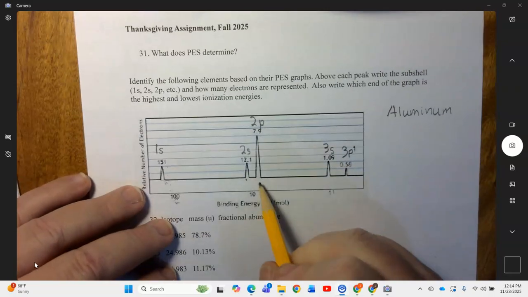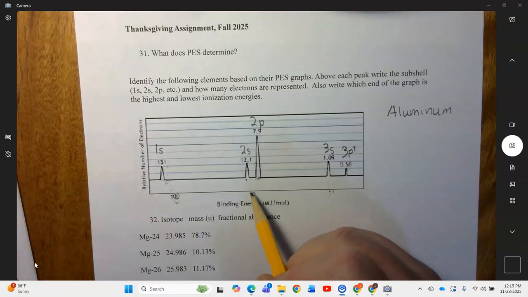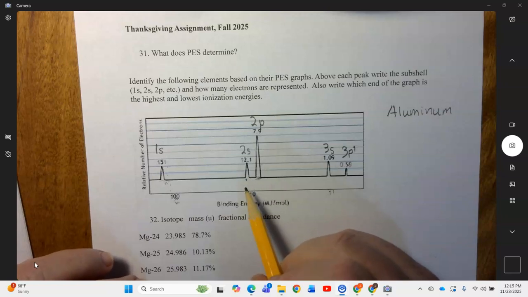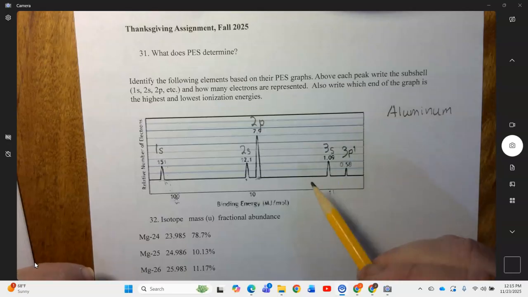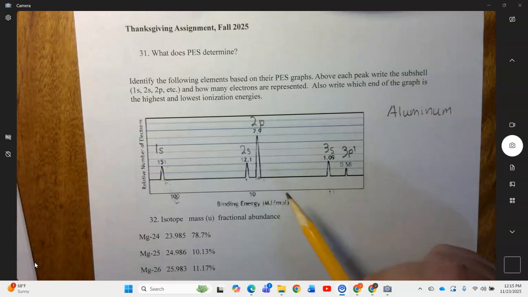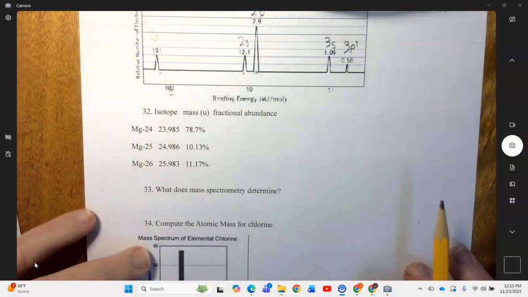Now, why are these things spread out? Because remember, there's 6 electrons in the 2p as an example right here, and they don't all have exactly the same ionization energy. It gets higher and higher as you go from left to right. So that's why there's a little space there. It just represents that difference between, in the case of 2p, boron versus neon. All right, move on. Next problem.